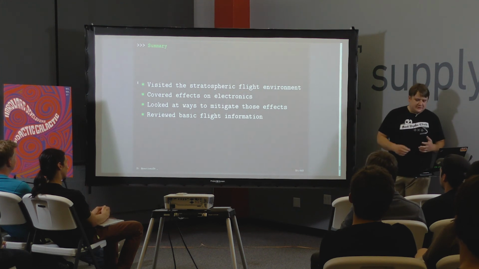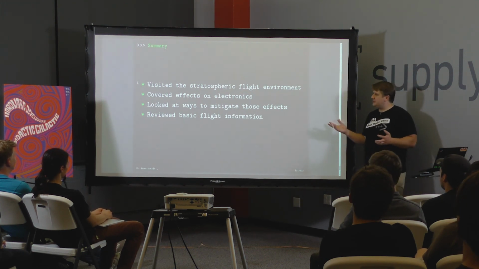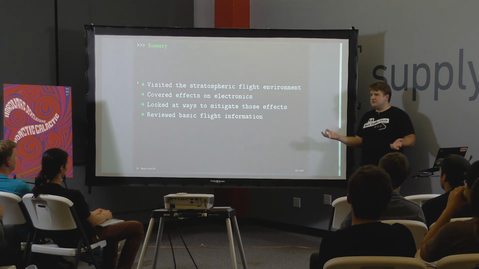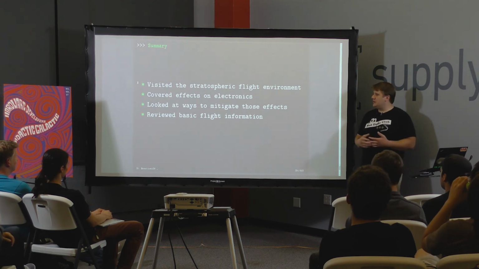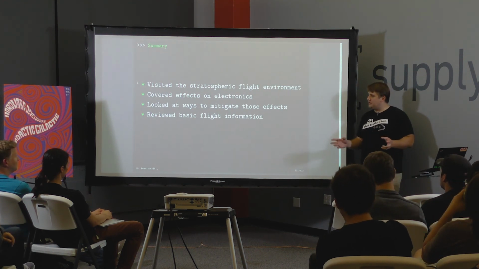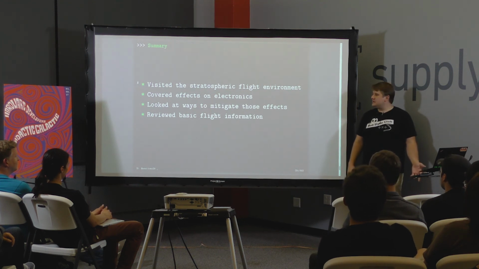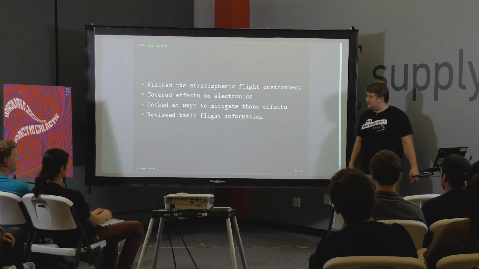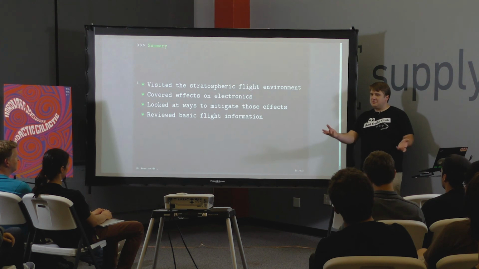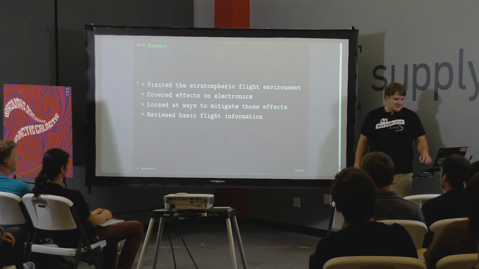So that's about it for the presentation. We talked about the stratosphere and the environment you see there. We covered some of the effects on materials and electronics. We talked about some of the stuff that hopefully you can use to mitigate some of those negative effects. And then we saw some stuff that I like about flight, maybe useful for folks here as well.